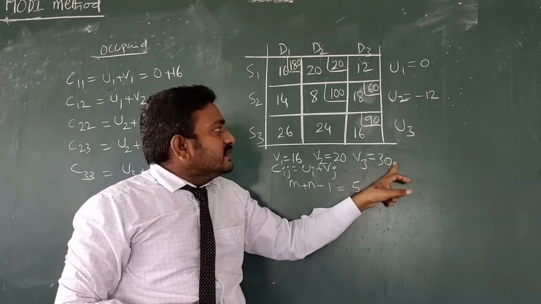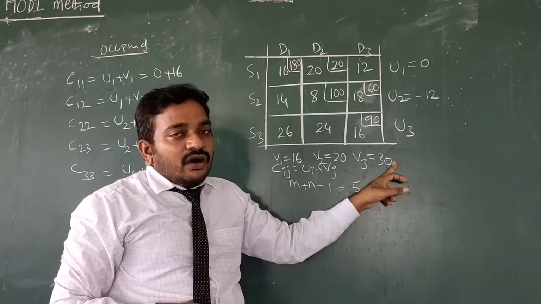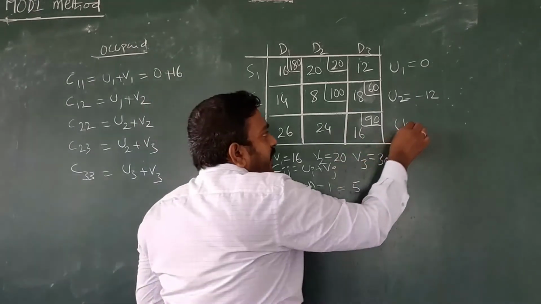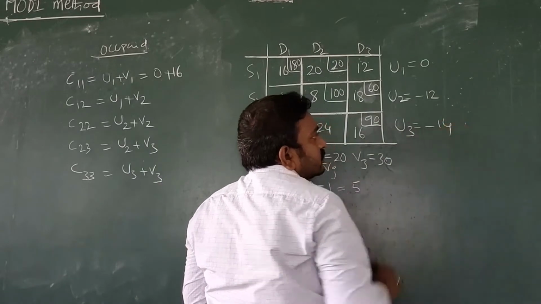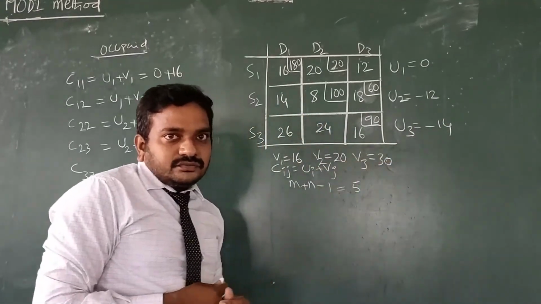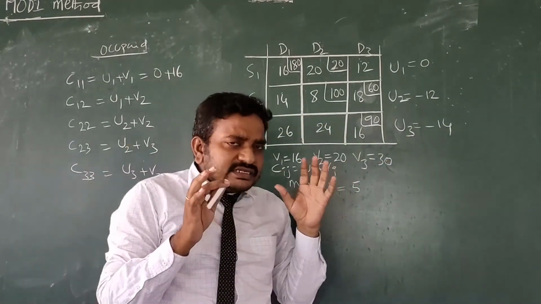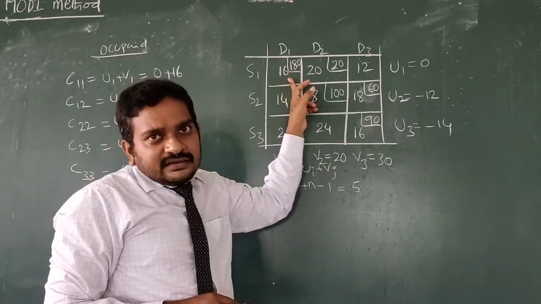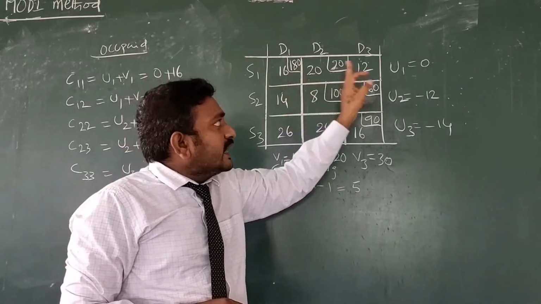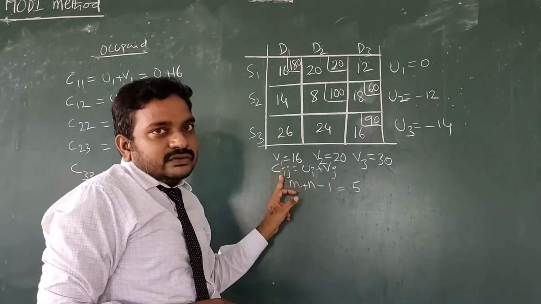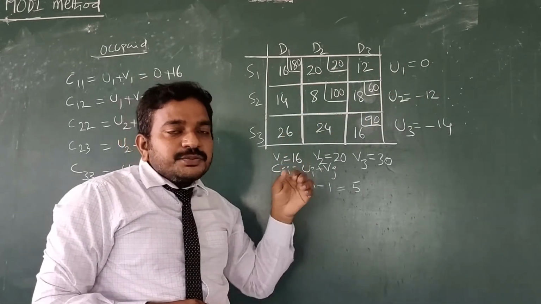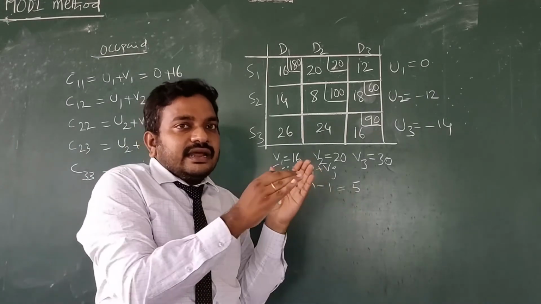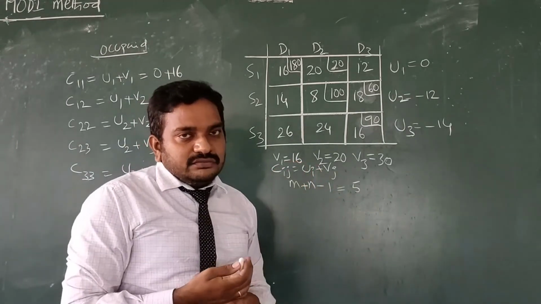Already the V3 value is 30. By adding what value does this become 16? 30 minus 14, that equals 16. The logic here is simple. Where there is an allocated cell, find the corresponding U, comma V values. By adding the corresponding U, comma V values, you need to get that cost value.